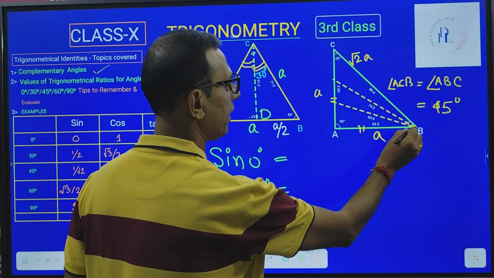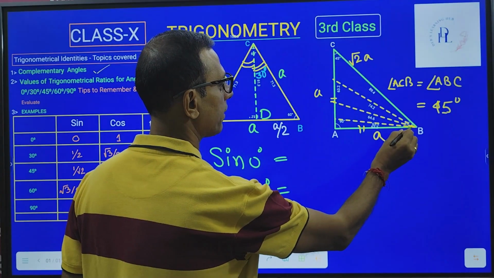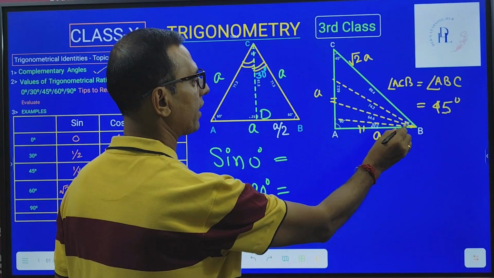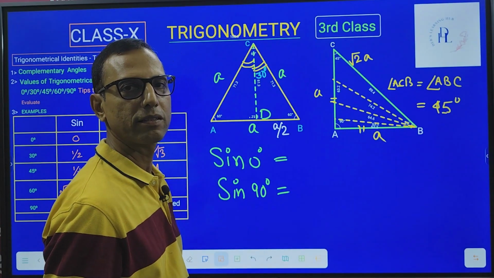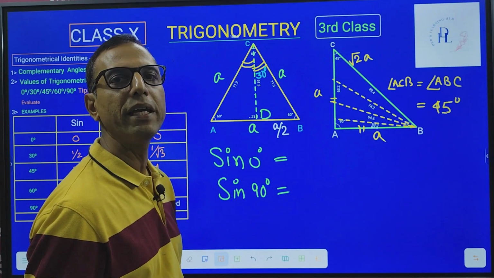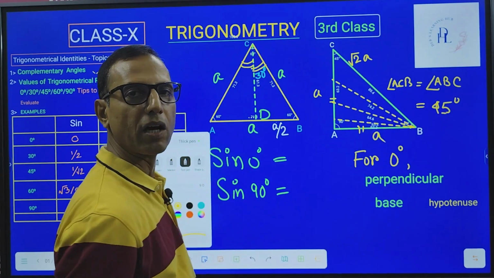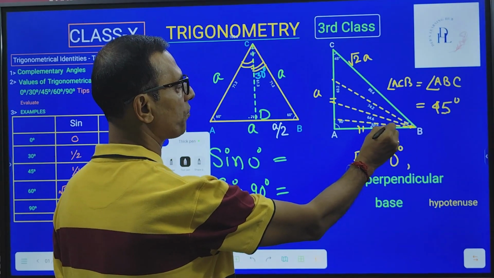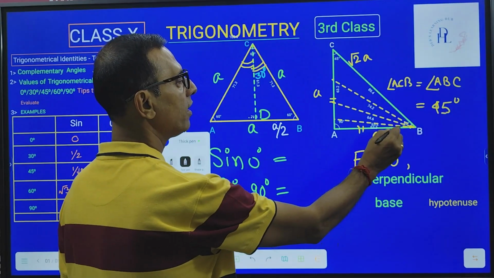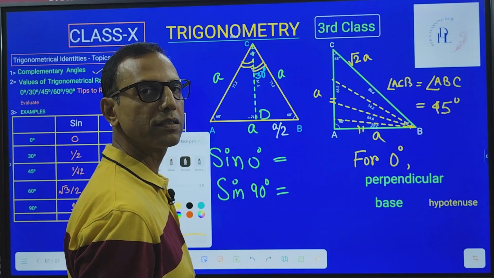So when finally you come to 0 degree, that means the length of the hypotenuse will be equal to your base, and the length of the perpendicular will be 0. When the angle between hypotenuse and base is decreasing and finally coming to 0, that means the length of the perpendicular is 0 and your hypotenuse length will be equal to your base.